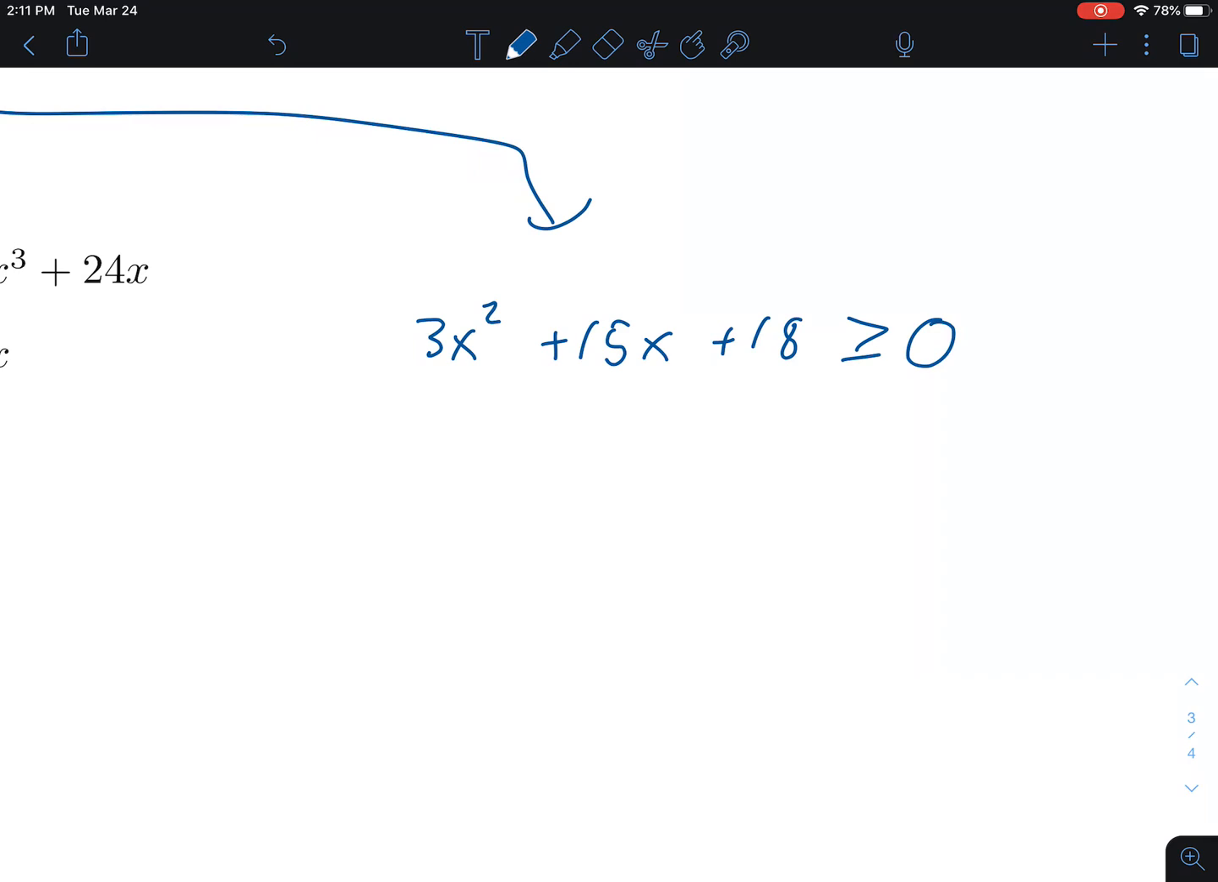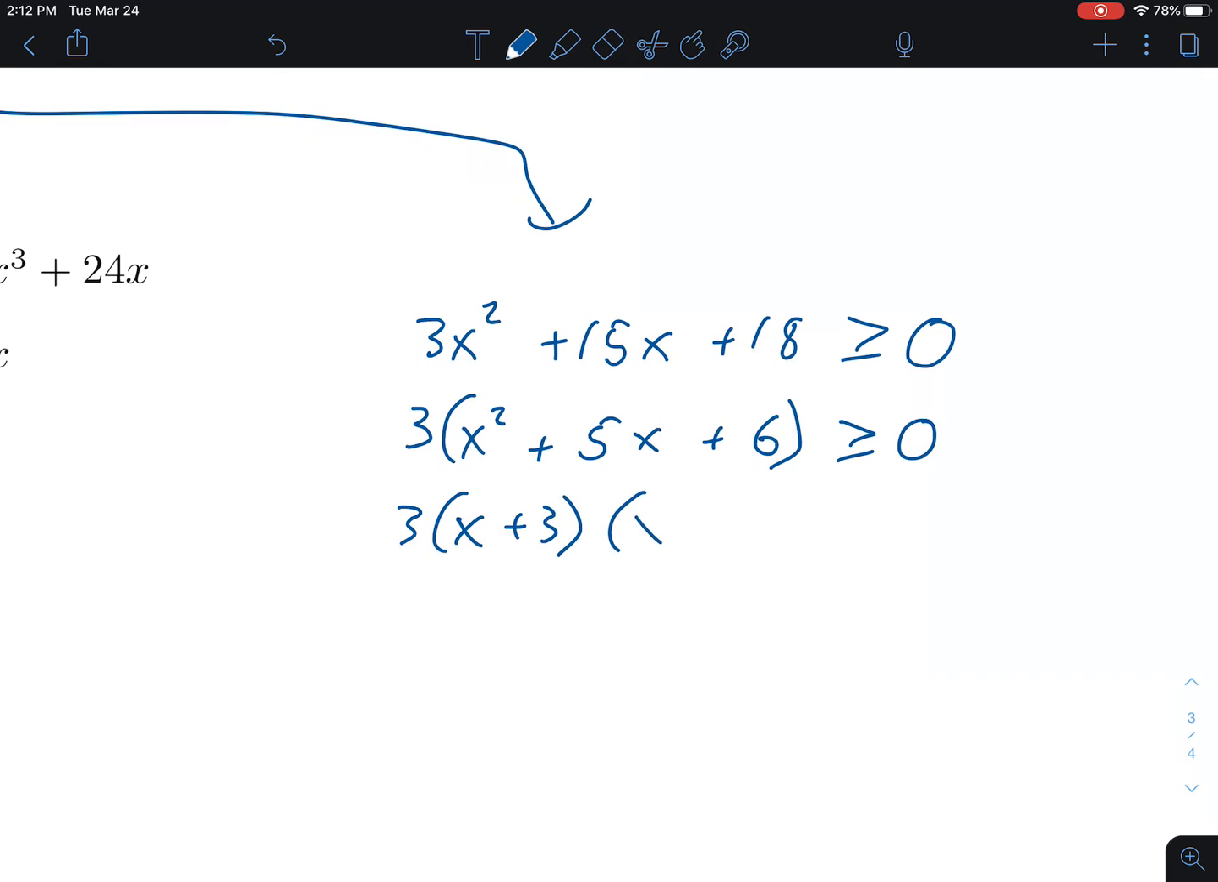Can't get the x by itself because it's an x squared. I can't combine those. Let's try to factor. Luckily, there's a GCF of 3. I'm left with x squared plus 5x plus 6 is greater than or equal to 0. Very simple factoring. Two numbers that multiply to 6 and add to 5. Here they are. Okay. Since that's just a 3, I can basically ignore it.